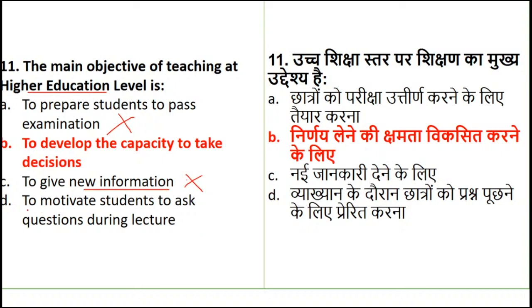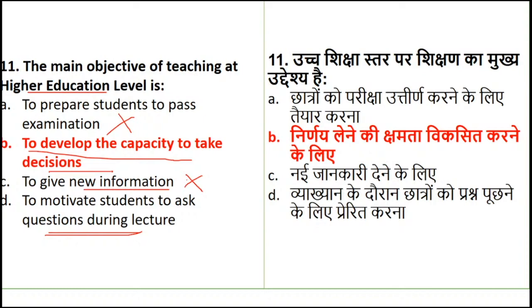Now here it is written to motivate students to ask questions during lecture. Yes, but this particular habit has to be inculcated from the memory level itself, that is, at lower level, higher classes, and then it comes to higher education. So basically the main objective of teaching at higher education is to develop the capacity to take decisions, that is reflective learning. Please remember how the concepts are interrelated.